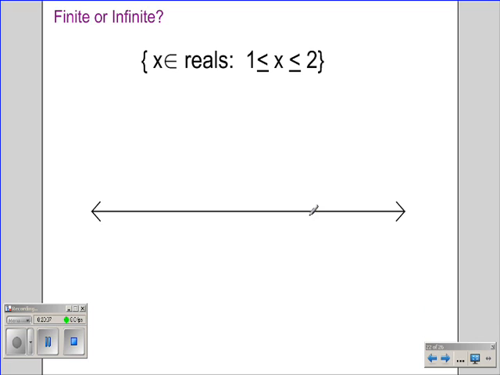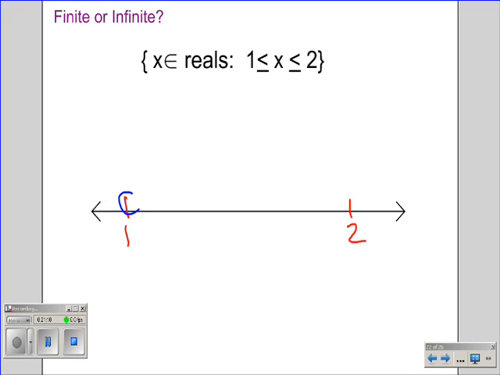The real numbers. X is an element of the real numbers, or belongs to the real numbers, meaning that it's all those fractional parts between 1 and 2, but it also includes 1 and 2, because 1 is less than or equal to x, but x is also less than or equal to 2. So if I'm on my number line, and I have 1 and 2, x is going to be everything in between these numbers.